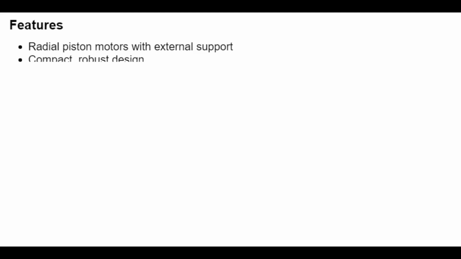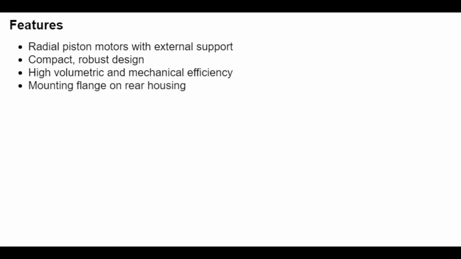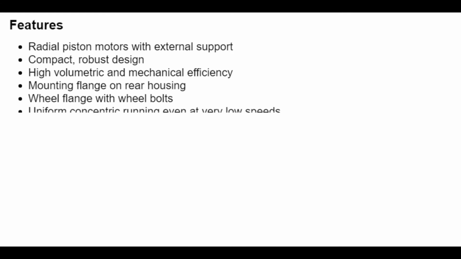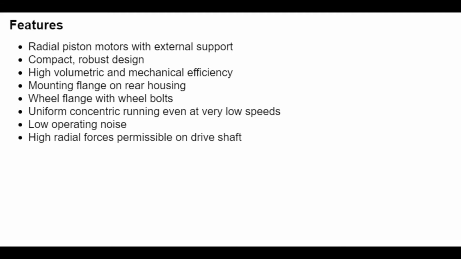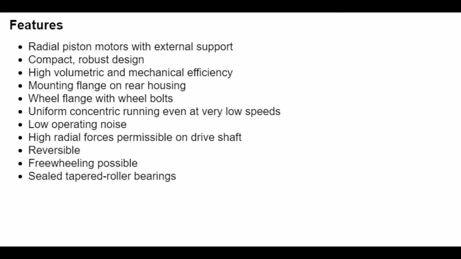Radial piston motors with external support are compact and robust, and have high volumetric and mechanical efficiency. The mounting flange on the rear housing allows the motor to be installed directly on the vehicle chassis. The wheels can be mounted directly to the wheel flange with wheel bolts. Uniform concentric running, even at very low speeds, low operating noise, and absorption of high radial forces on the drive shaft are other benefits of the MCR motor.